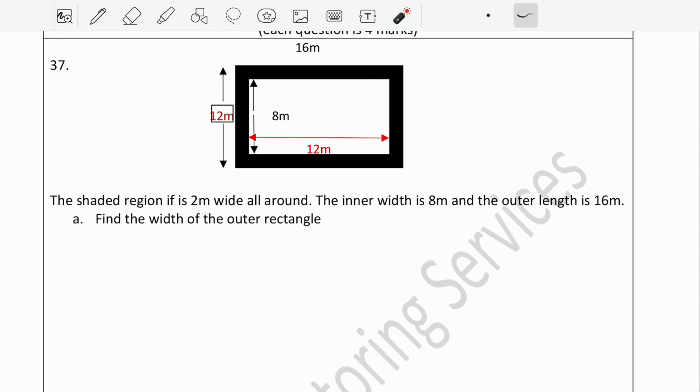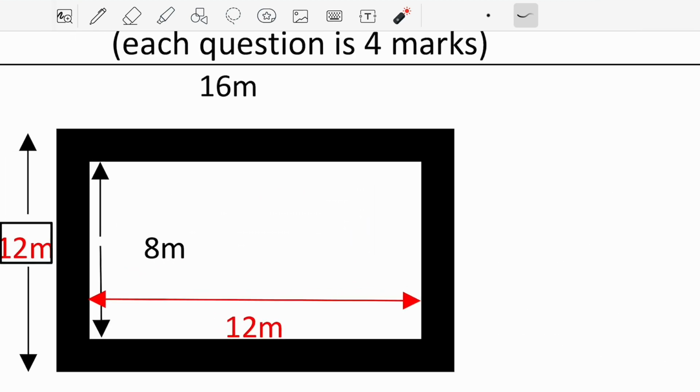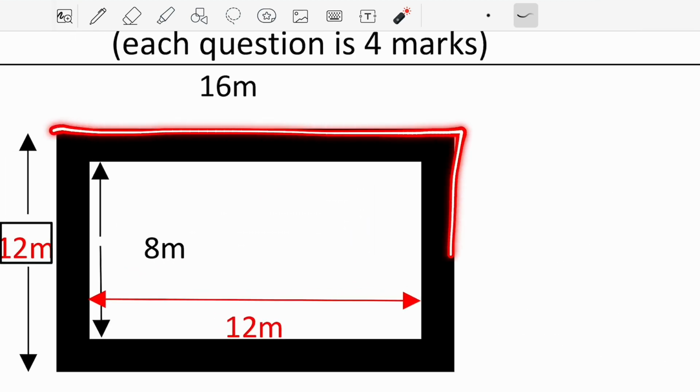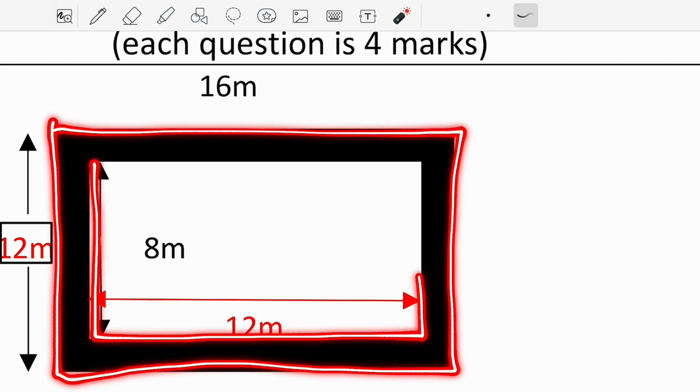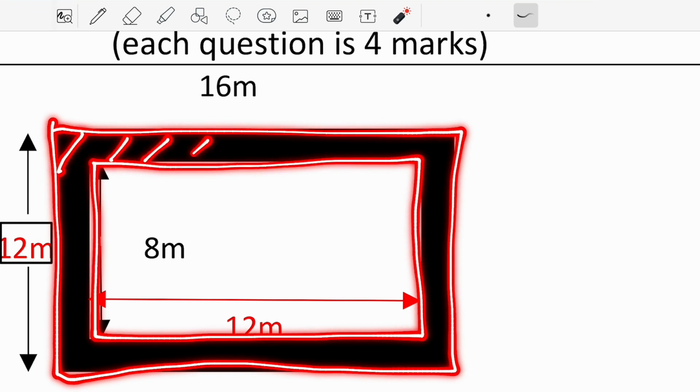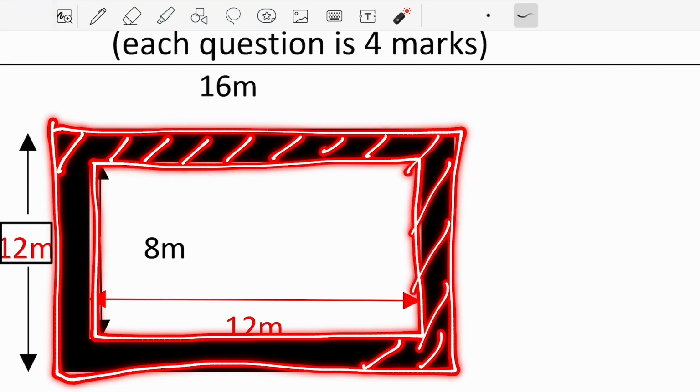For the next question, they told us the shaded area is filled with tiles. How many tiles are needed? So we need to find the area of this big rectangle. Then we need to find the area of the inner rectangle, and if we subtract them, we'll get this shaded area, right?